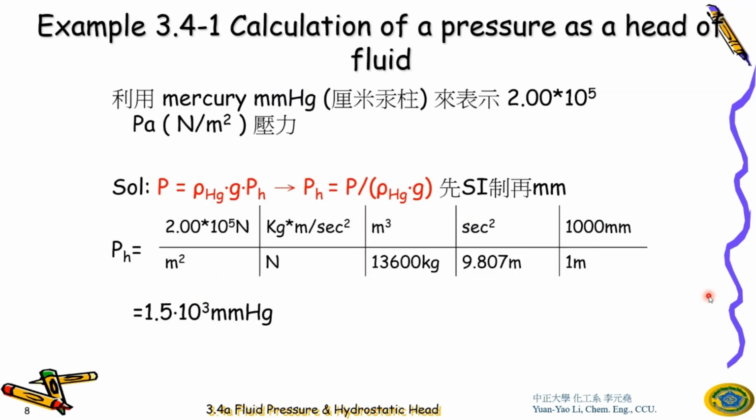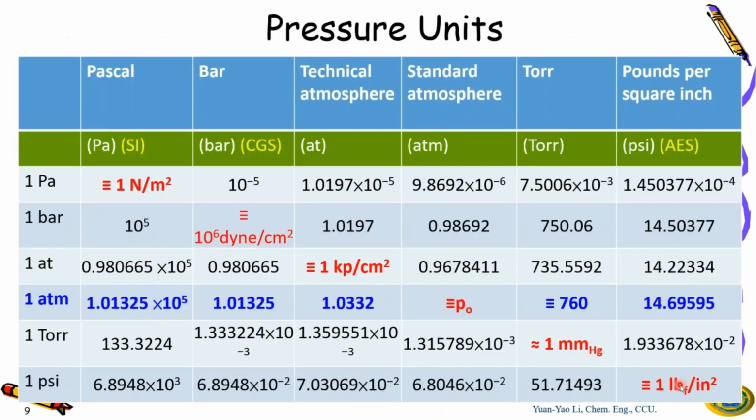So this is one example of using millimeters of mercury to represent this number. Can you do that for me? Rho GH, right? So you put this here, and you put rho GH here, and you get H here. I don't want to waste your time, so please practice this by yourself.